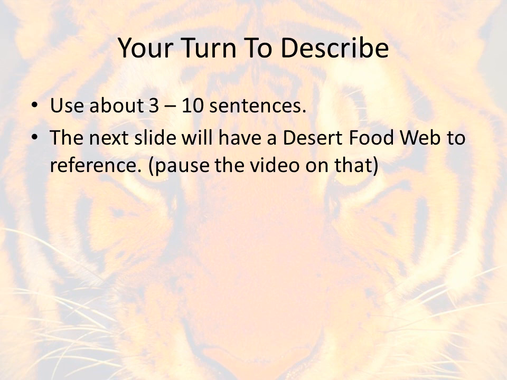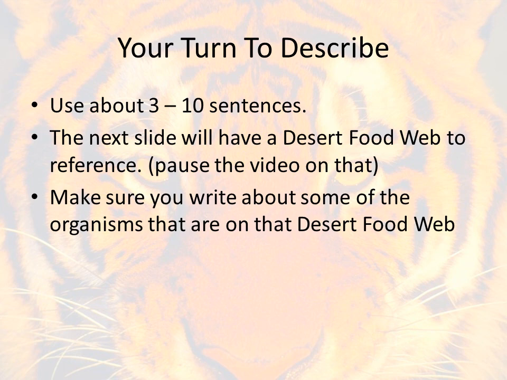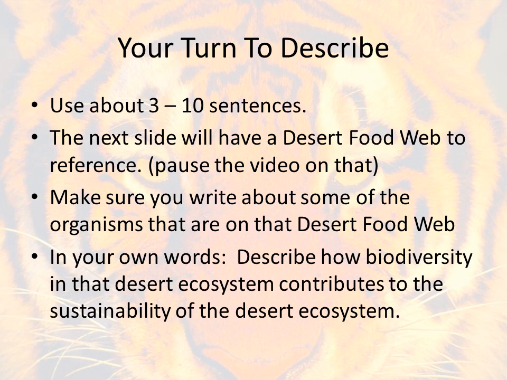describing. And on that next slide, I'm going to show you a desert food web. Now, it's just an example, but it's the example that I want you to use to practice how well you understand this concept. I would definitely pause the video so you can continue to see that picture, because that'll help you and give you more time to look at the food web. Now, I need you to make sure that you write about some of the organisms that are on that desert food web. Just like in the last couple examples, we talked about the grass, we talked about the squirrel, the butterfly. So definitely mention those organisms when you're doing the describing.